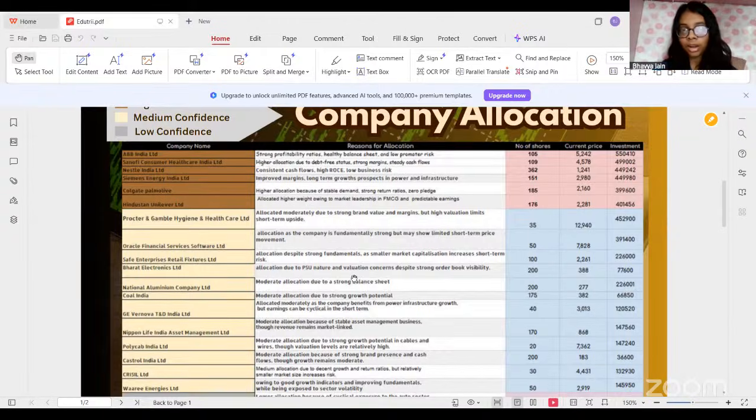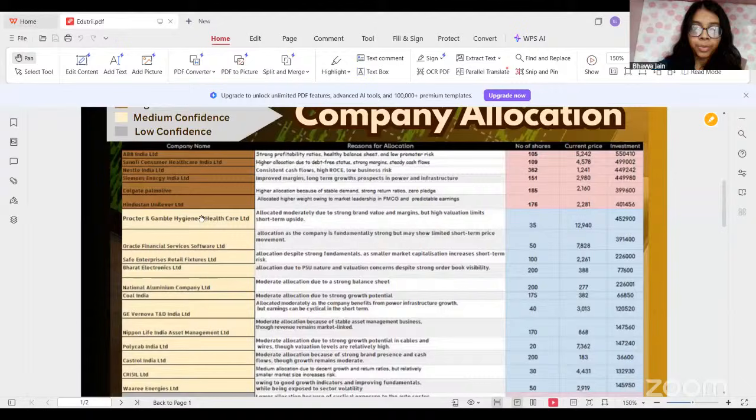categorized these 20 companies into three segments: high confidence, medium confidence, and low confidence. Now, obviously, if we are investing in some company, we will invest a large portion into companies which we highly trust, followed by the medium-trust ones, and then we will invest a minimal amount of money in the companies in which we have low confidence.